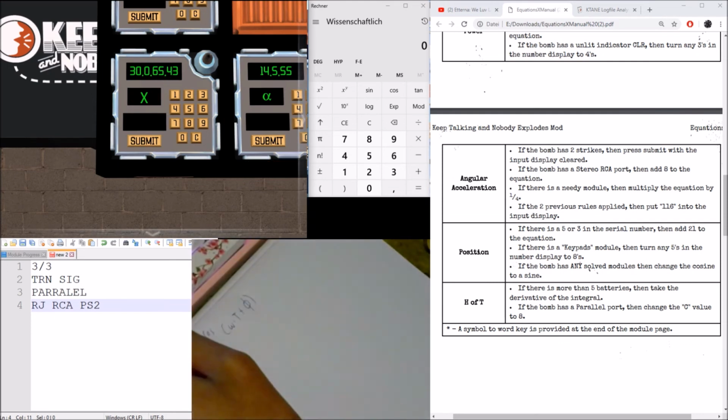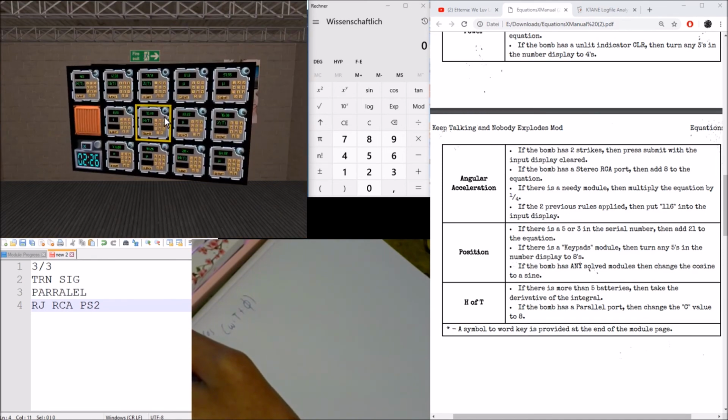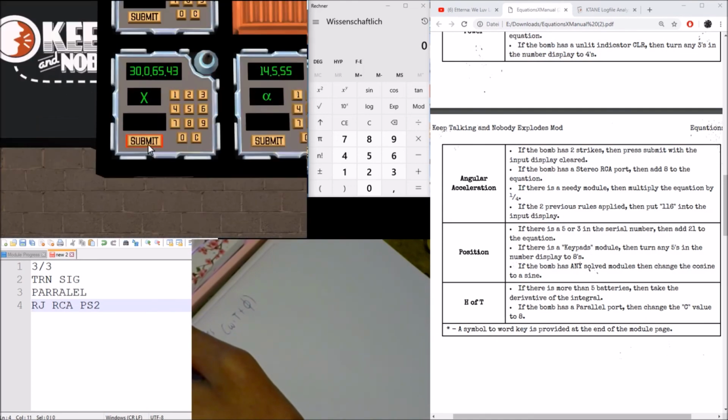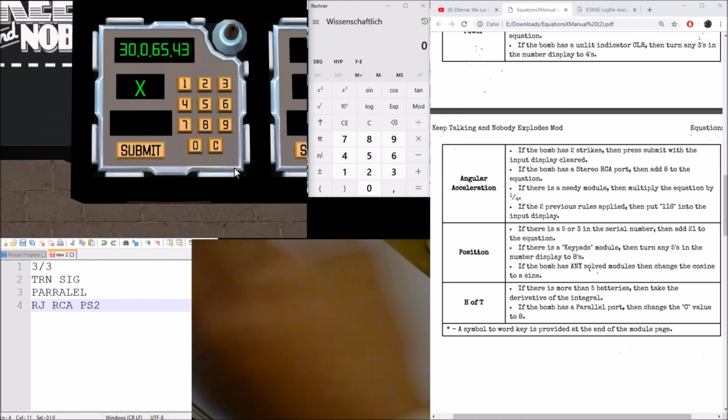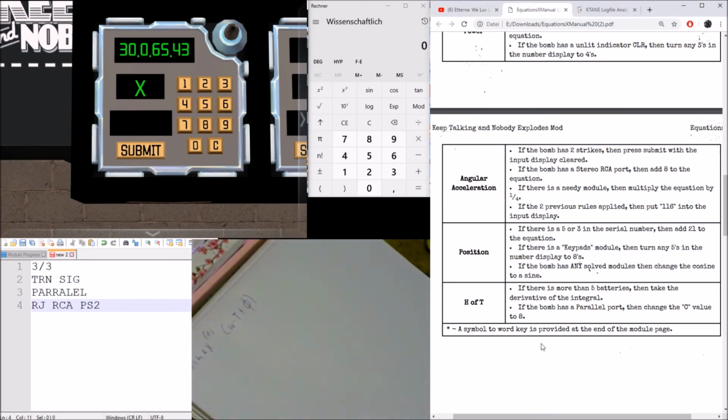And if the bomb has any solved modules, then change the cosine to a sine. We don't have any solved modules on this bomb. So now we'll get on working.